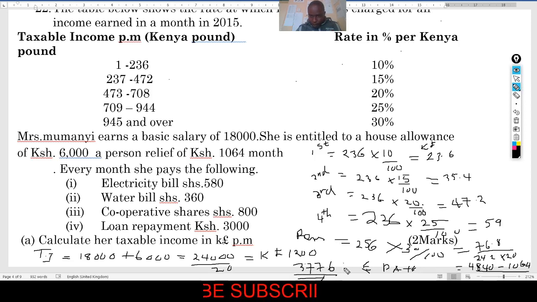This is the payee. The payee is 37.76. Then from there you are asked to find the net pay. After you find the payee, you can easily find the net pay. You need to find the total deductions.